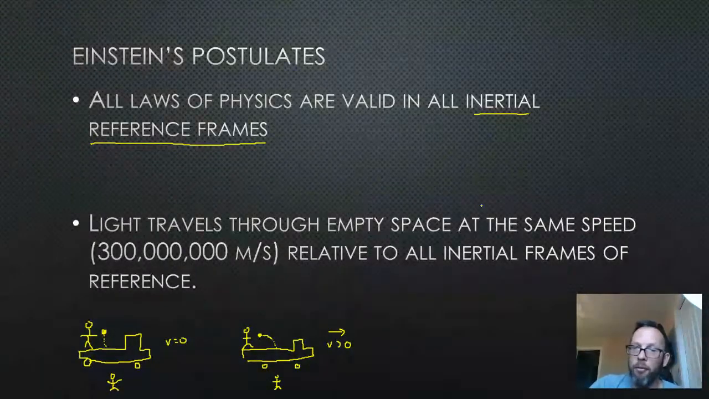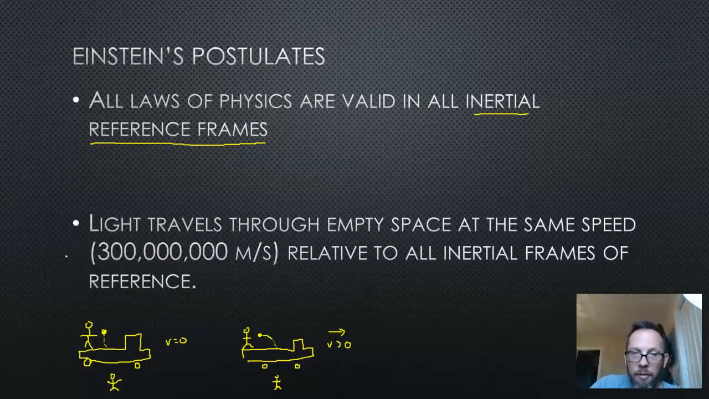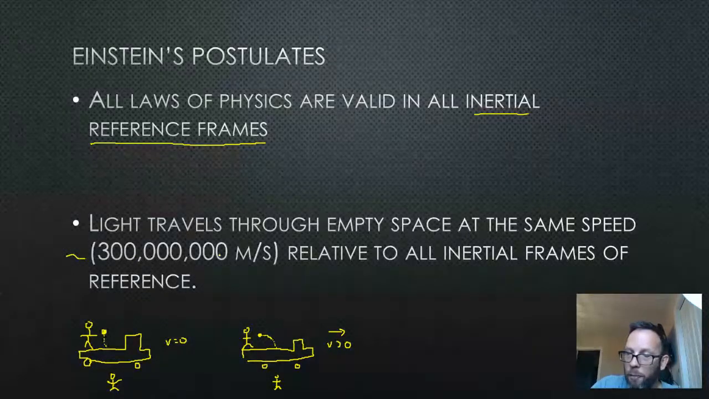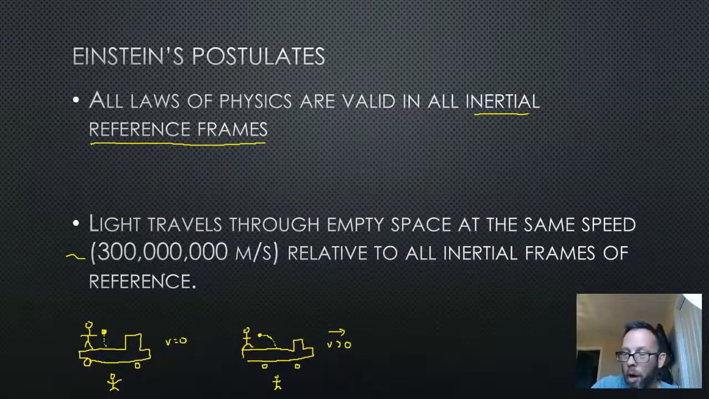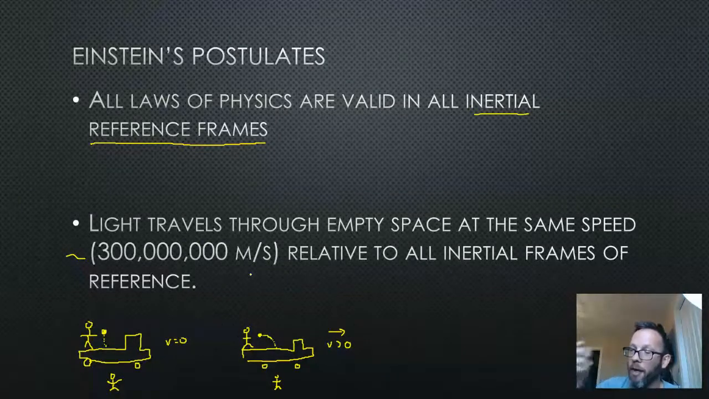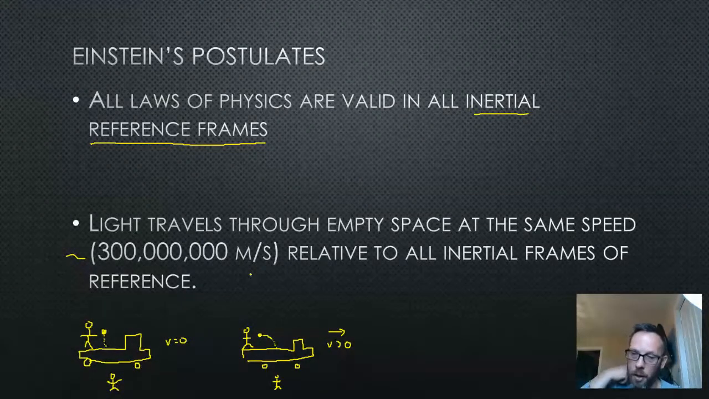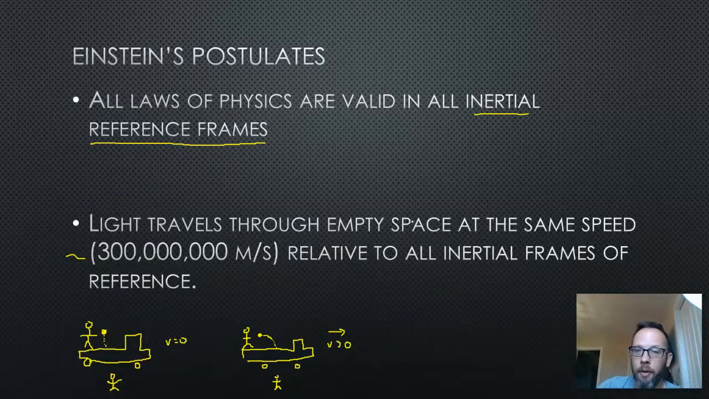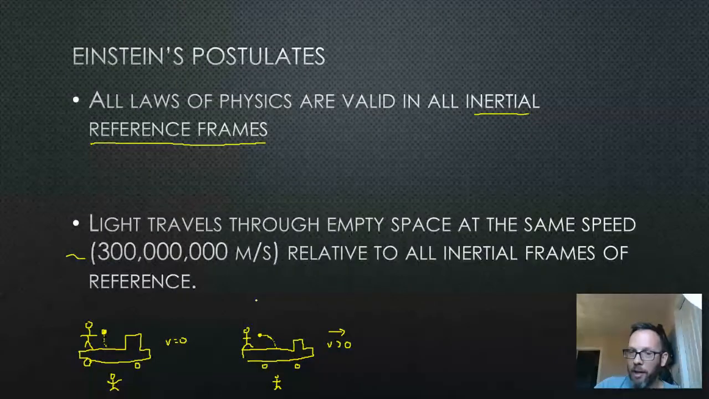And the second postulate is that light travels through empty space at the same speed. This is so close to 300 million meters per second that we just normally use it. Later on, when we get very precise with our nuclear physics, we might use an updated version of that. But it moves at the same speed relative to all inertial frames of reference. So whether the truck is at rest, the truck is moving, or a person is biking at 50 meters per second, or even at half the speed of light, as long as they're traveling at a constant speed, so they're in an inertial frame of reference, they're going to see light traveling at the same speed.